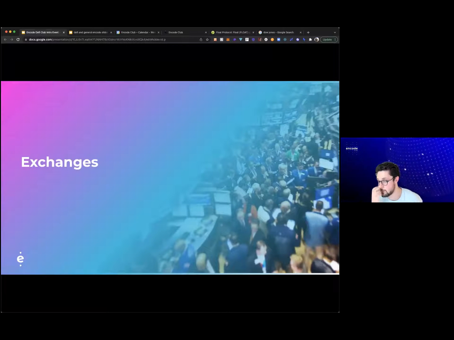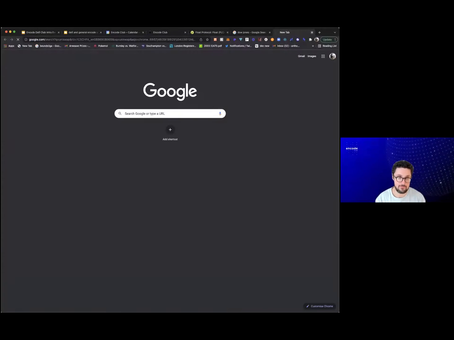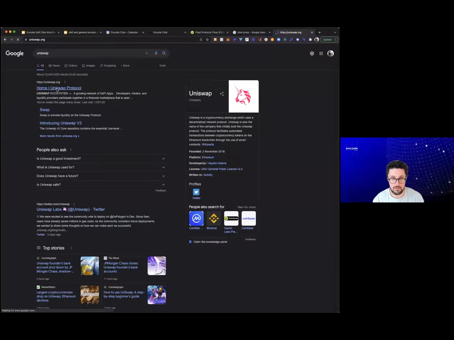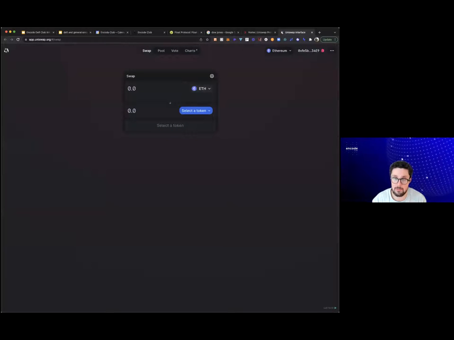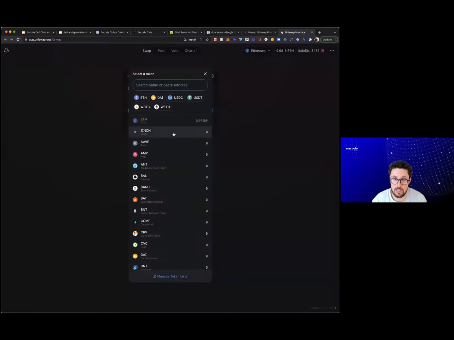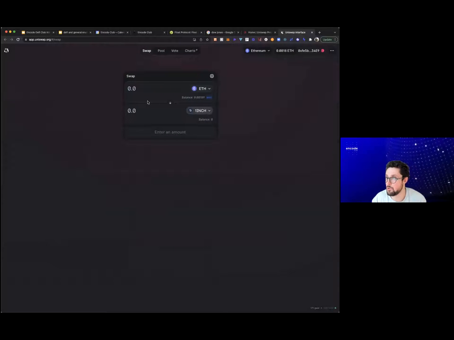Exchanges, this is the big one. In crypto, like in the normal world, there are exchanges like the Dow Jones. And they look like this on the right. They're these big trading floors with thousands of people. In crypto, an exchange looks like this. This is an exchange. It's pure code. And I can interact with thousands of people here. I can swap from one token to the other in seconds, all through a smart contract. And by the way, there's no middleman here.